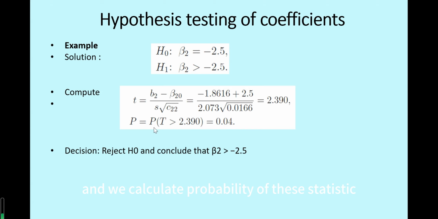We calculate the probability that the t statistic is larger than 2.39, which is 0.04. This is the p-value from the data. We can see the p-value is less than 0.05, which means this t statistic is located in the shaded area beyond the t critical value on the right side, right? So we conclude that we reject H0 in favor of H1.